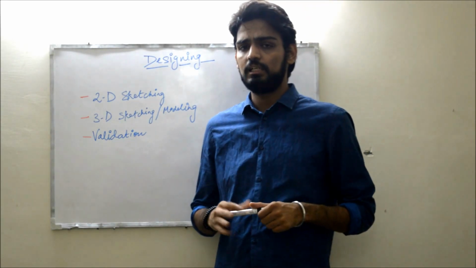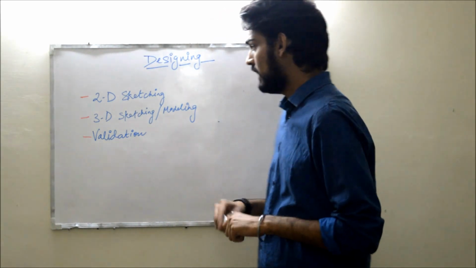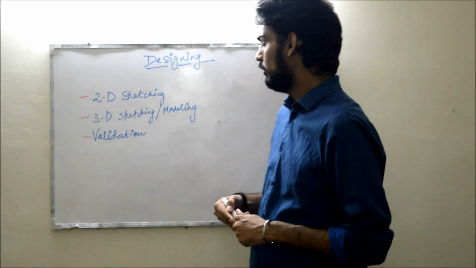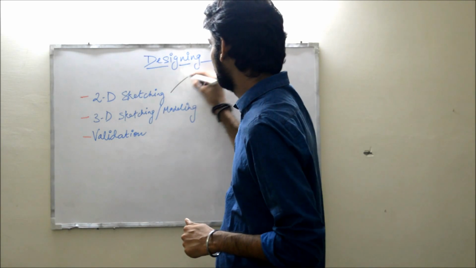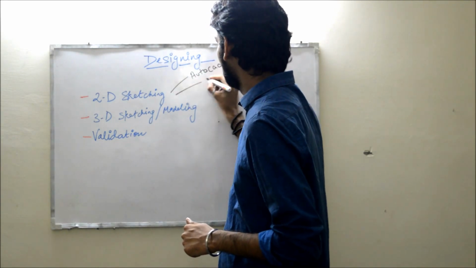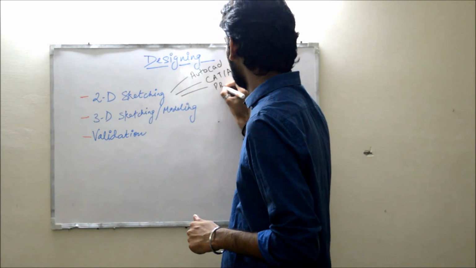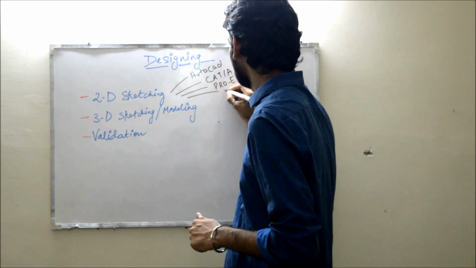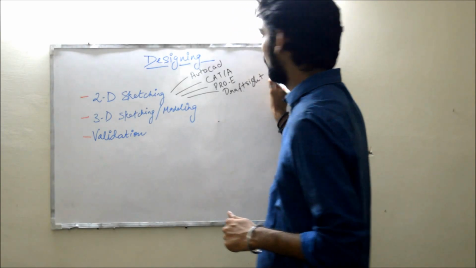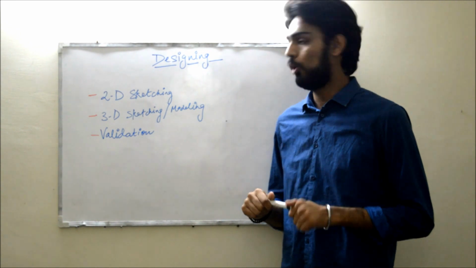2D sketching is basically planar sketching. It gives you a basic idea of how your final design will look like. Now 2D sketching involves dimensioning and part structure design. You can do 2D sketching with the help of the softwares like AutoCAD or CATIA, Pro-E, or DraftSight, etc.